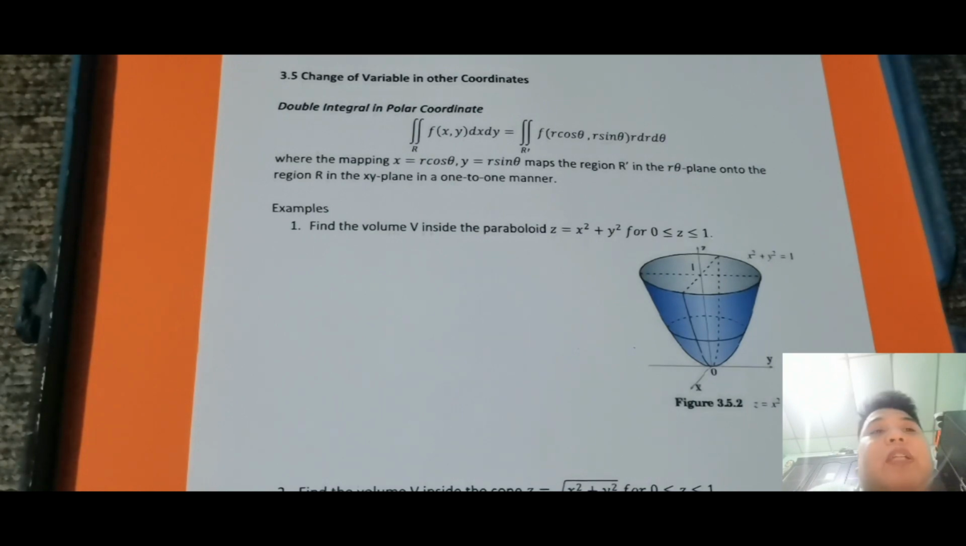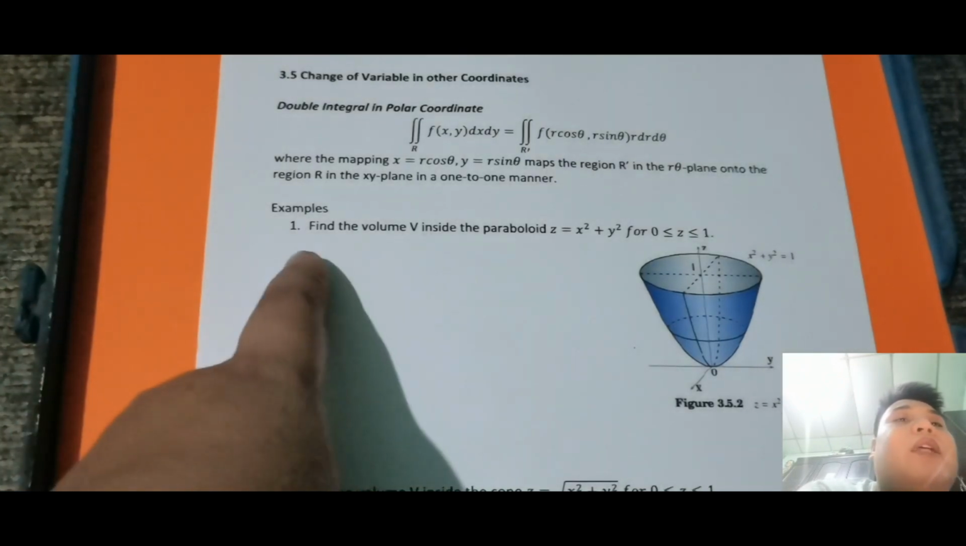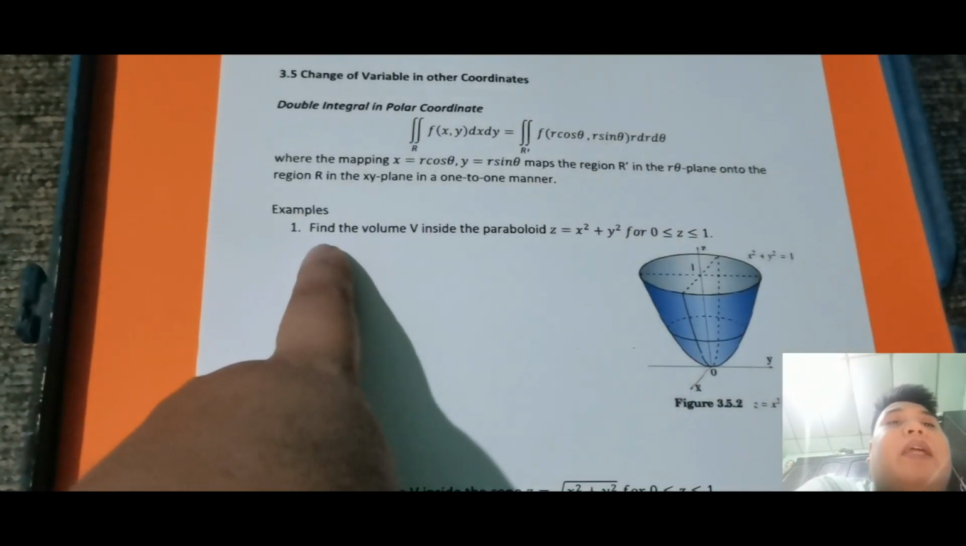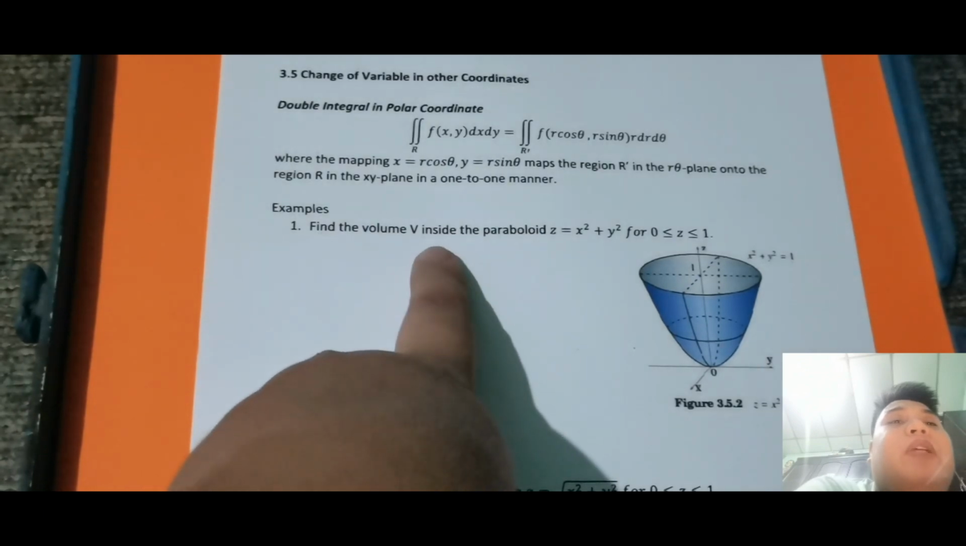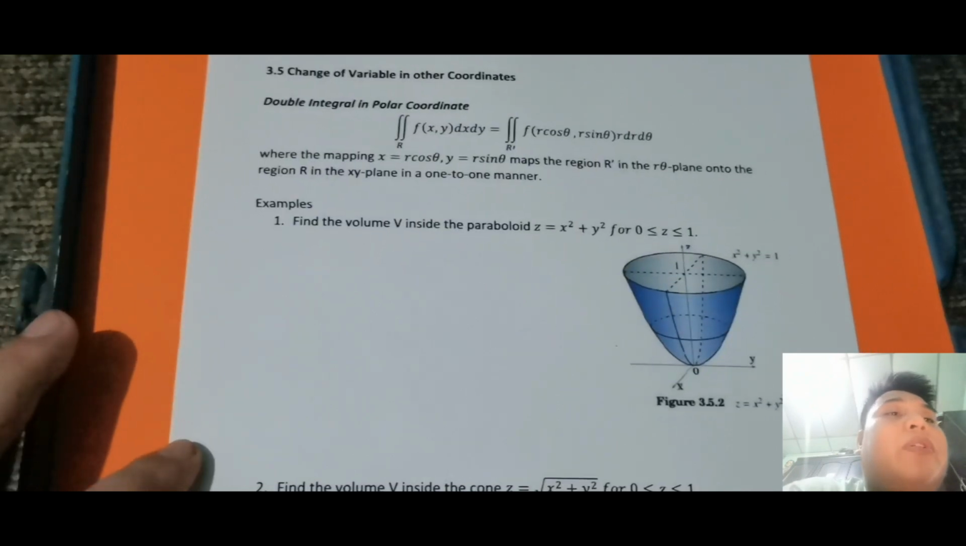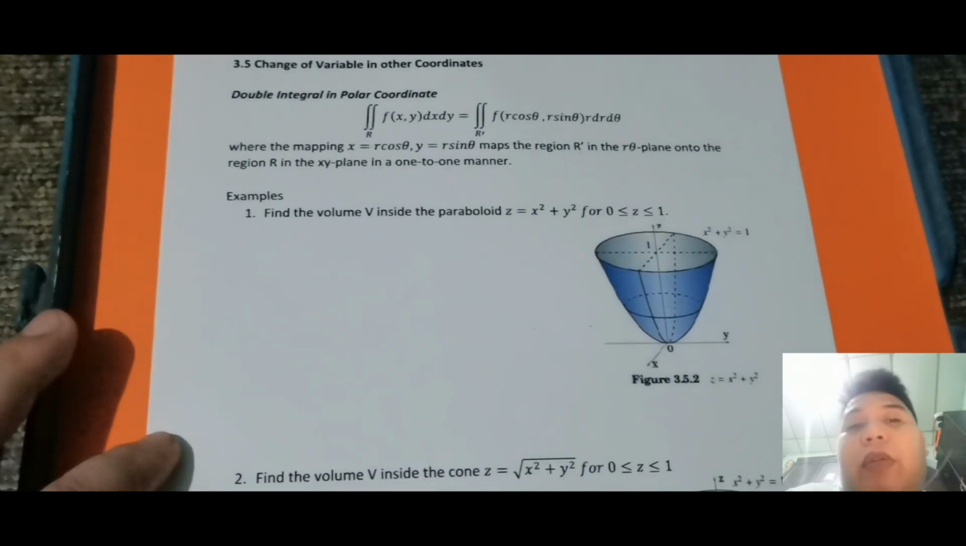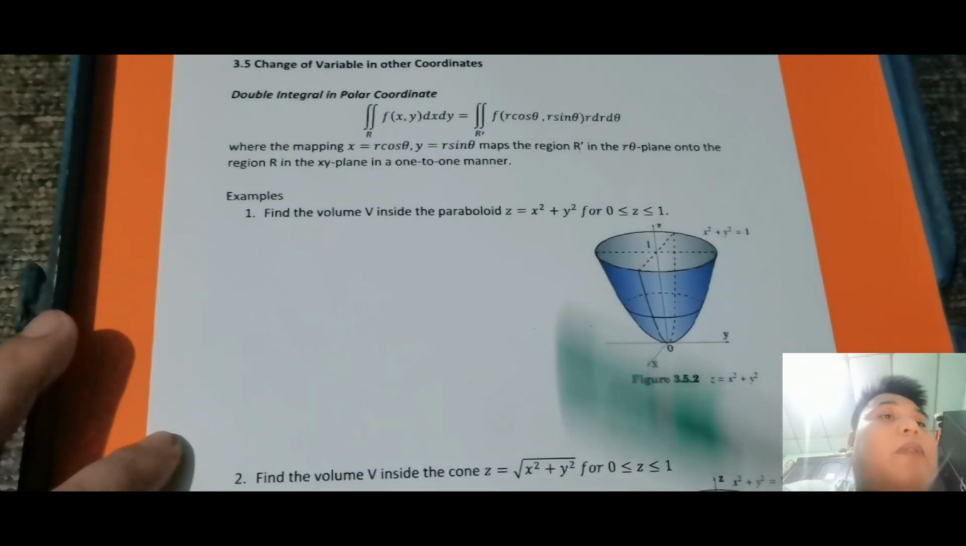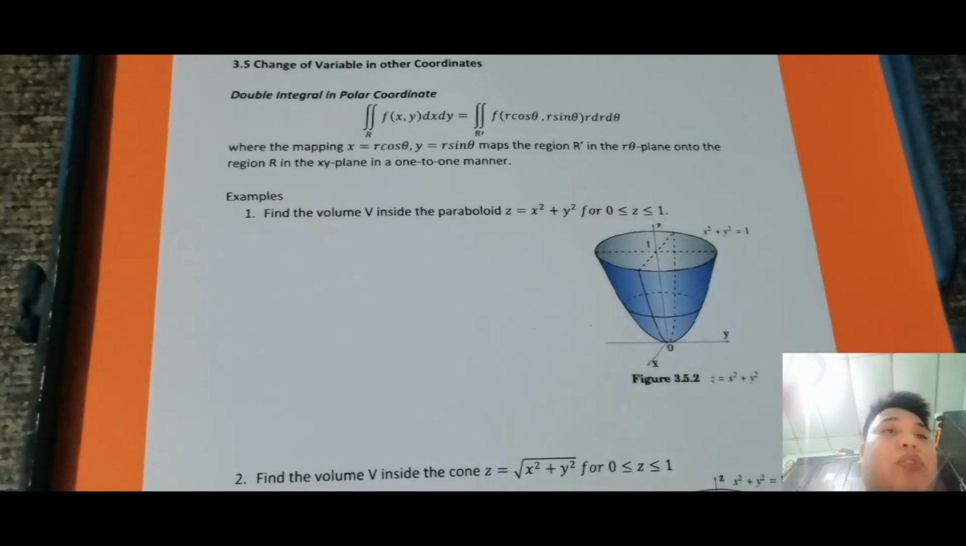For example, try natin dito. Maghahanap tayo kung ano yung ating gagamitin. Ano yung sabi dito? Find the volume V inside the paraboloid z is equal to x squared plus y squared for 0 less than or equal to z less than or equal to 1. Since nandiyan naman yung figure, nilagay ko na siya, hindi na natin kailangan i-drawing. Siya ay paraboloid, ito yung itsura ng paraboloid. Something na parang chupon.